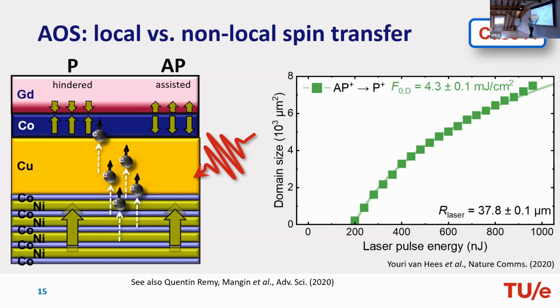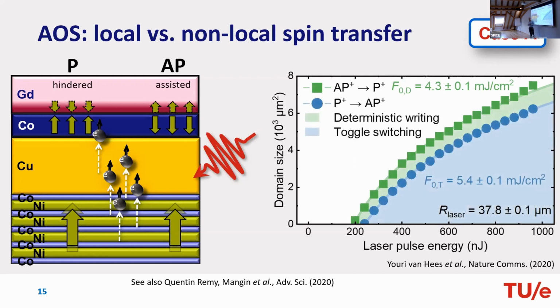So if you look at the domain size that you generate with a single pulse as a function of laser pulse energy, and we look at the anti-parallel to the parallel case, we find this fluence density. So it starts to switch at 200 nanojoule in laser energy. If we do the other case, you need more energy to switch. So this is an implicit proof that these spin currents have an asymmetry depending on the local orientation of the two states, right? As we know very well from spin transfer torque systems. So we now can use this to make a deterministic switching between the two.